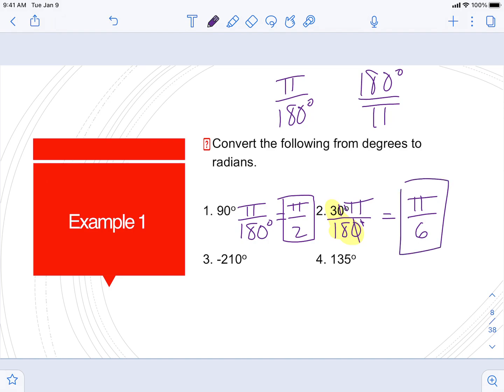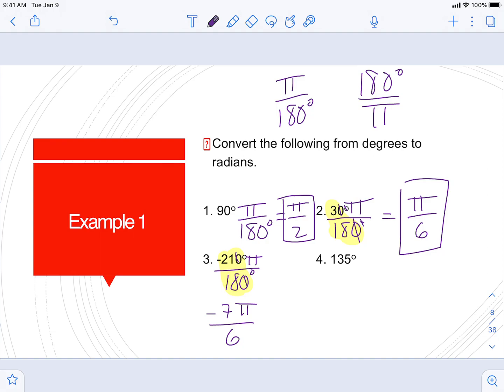All right, same thing with the next ones. We can just slip a pi and a 180 in there. And then now we're really just reducing the fraction 210 over 180. Again, the zeros can cancel out, and now it's 21 over 18. They're both divisible by 3, so this would reduce to negative 7 pi over 6.